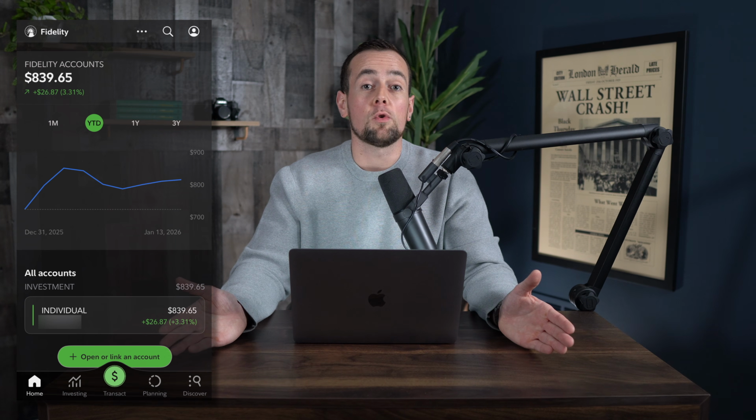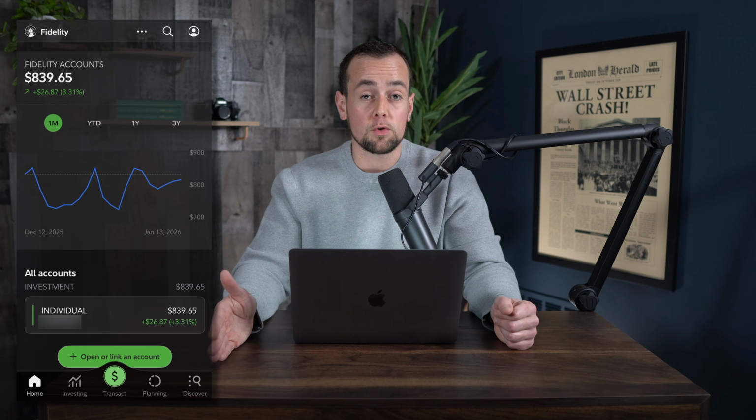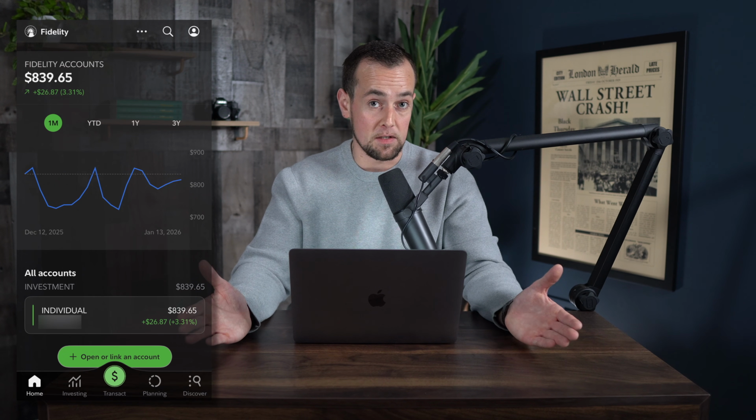But truth be told, most would say that their app and desktop interface aren't as modern and easy to use compared to Robinhood.